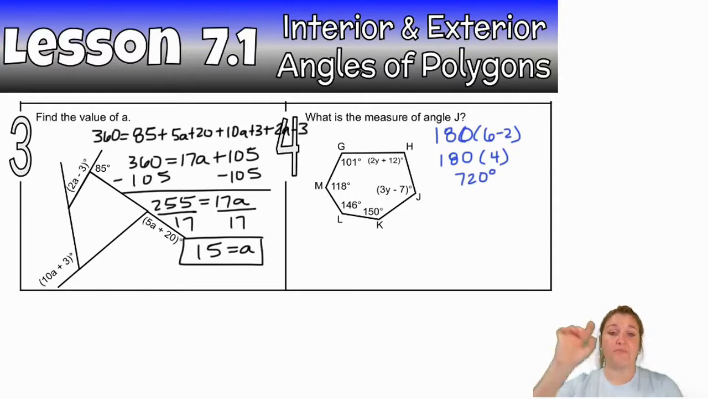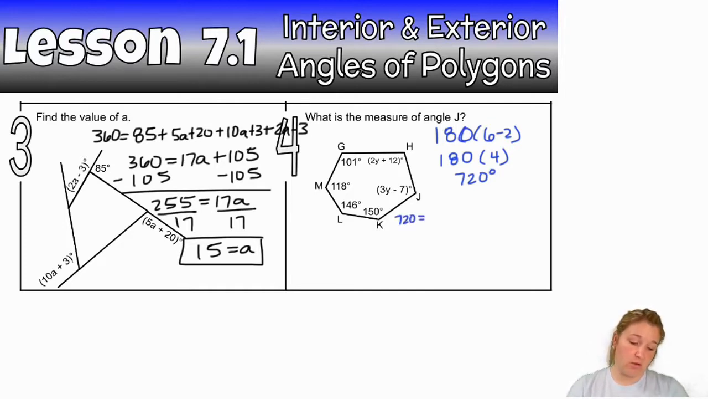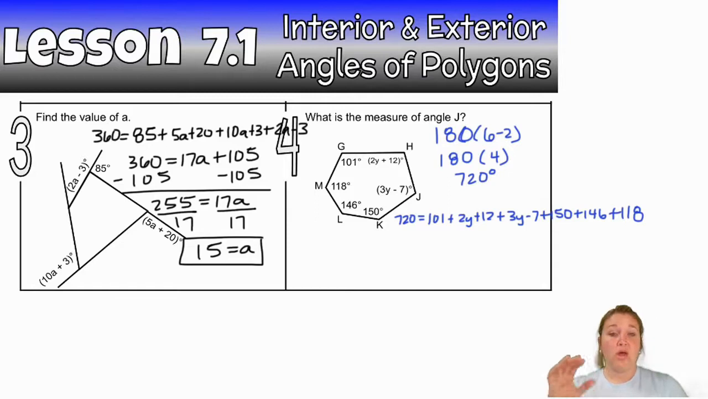So all of the inside angles, the interior angles, are going to add up to be 720. So I'm going to have 720 equals, I'm trying to write a little bit smaller, I'm going to start with G. So 101 plus 2y plus 12 plus 3y minus 7 plus 150 plus 146 plus 118. All right, so a long polynomial there. I'm just going to go through and get my like terms together, so get my y's together and get my constants together.